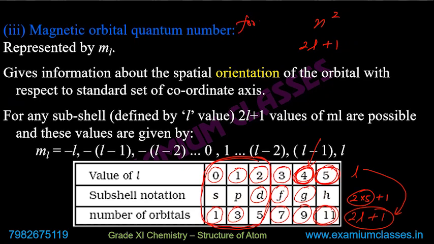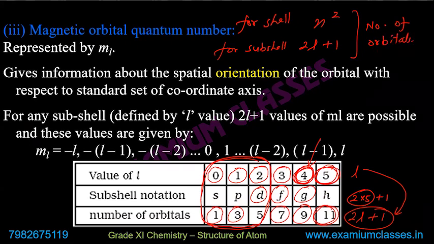For a shell, if you are asked how many orbitals there will be, the answer is n square. In a subshell, it is 2L plus 1. Number of orbitals. Sir, n square gives us the combined count of orbitals in all the subshells within the shell? Yes, because it is a shell, whatever subshells are there will be considered.